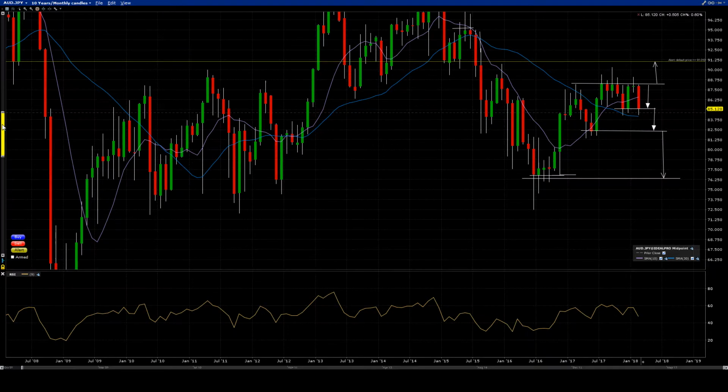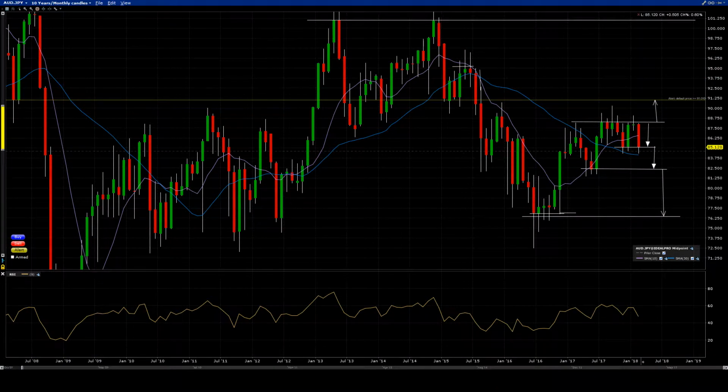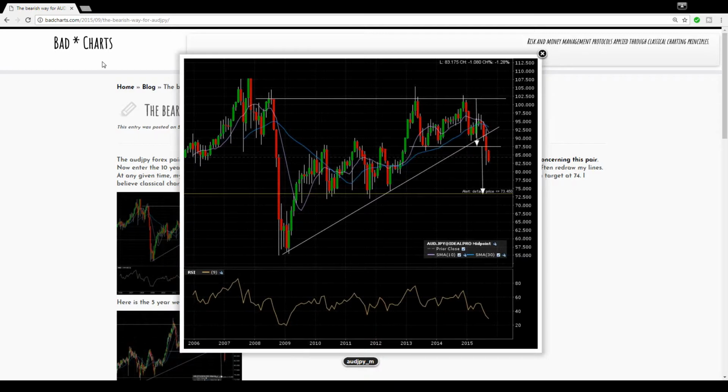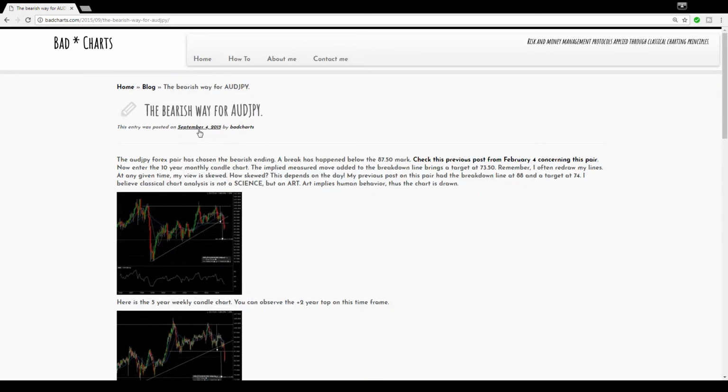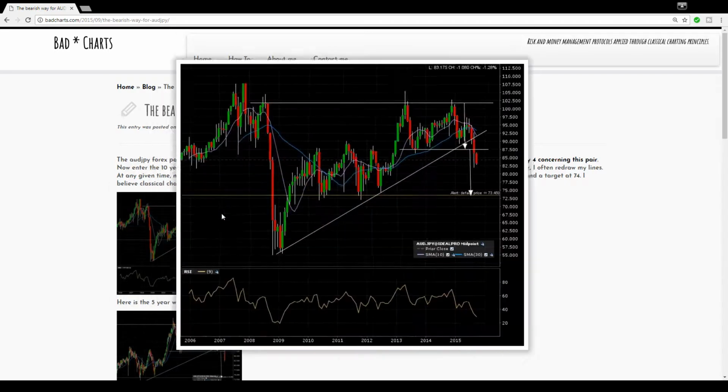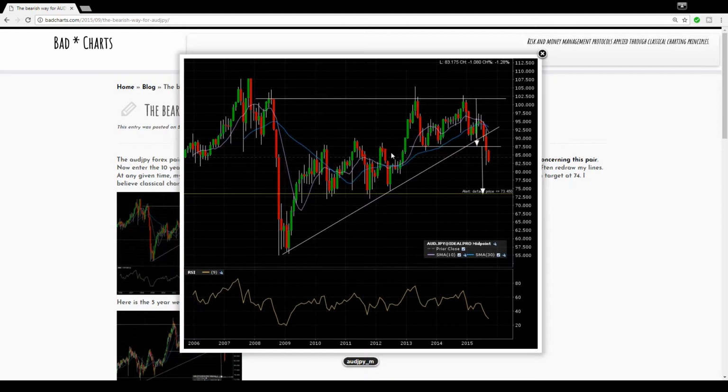AUDJPY. Why does that ring a bell? Because I think a while back, let me go to my Badcharts site. There it is. A little while back, on September 4th, 2015, I did a little analysis for AUDJPY, and I had drawn these nice lines, and I had a target of 73.45. Let's go look at it now. Back to mid to late 2015. 73. What did I say? 73.45.